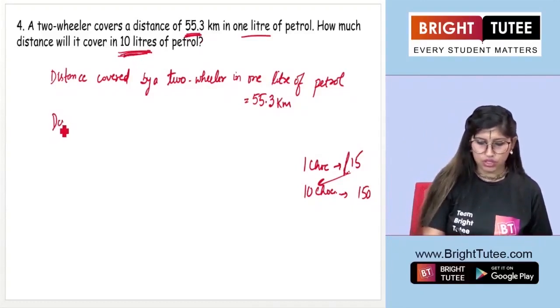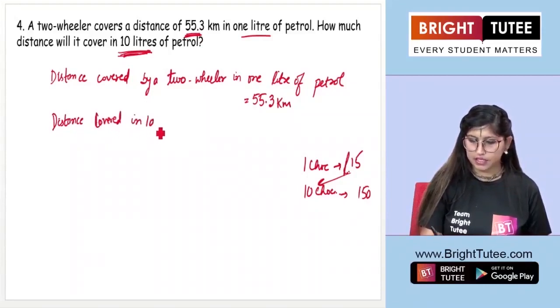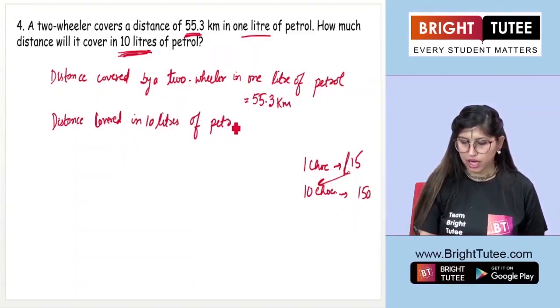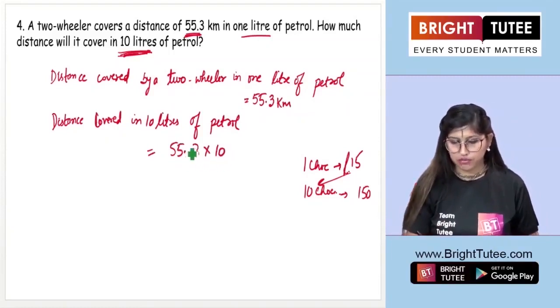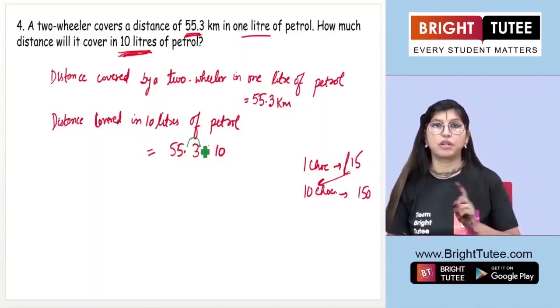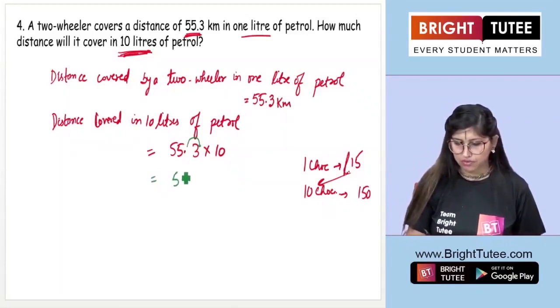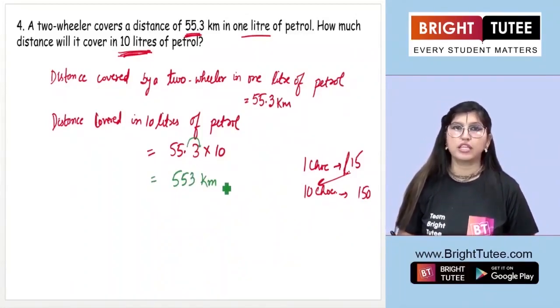So now, distance covered in 10 liters of petrol, what would that be? We'll be multiplying 55.3 and 10. And how do we solve this? You'll be shifting one place to the right as you're multiplying by 10, which has only one zero. So that will be 553 kilometers. So 553 kilometers is the distance covered in 10 liters of petrol.